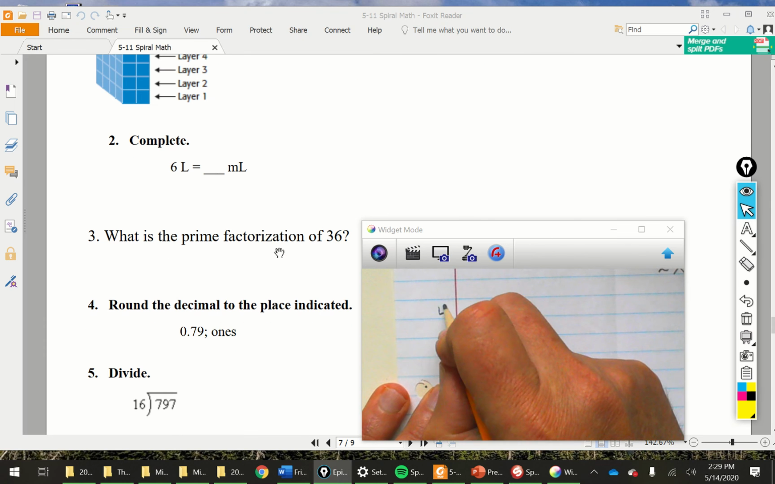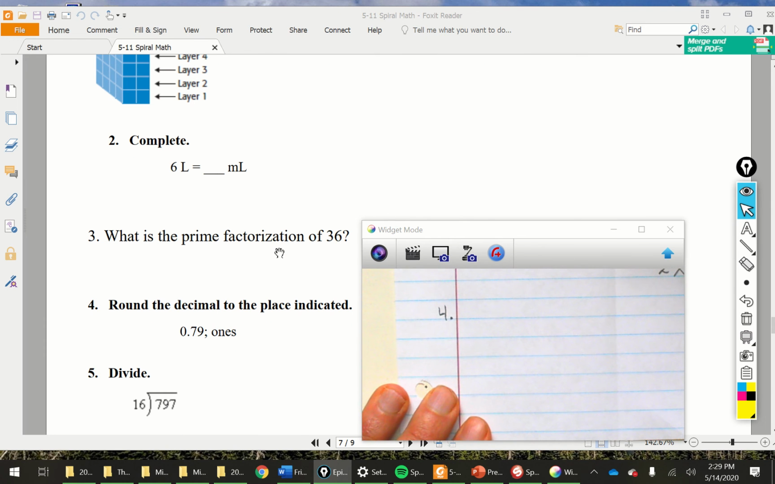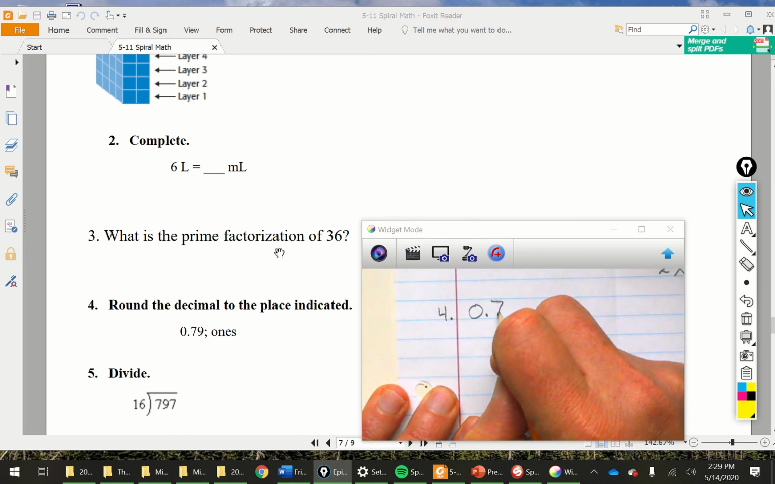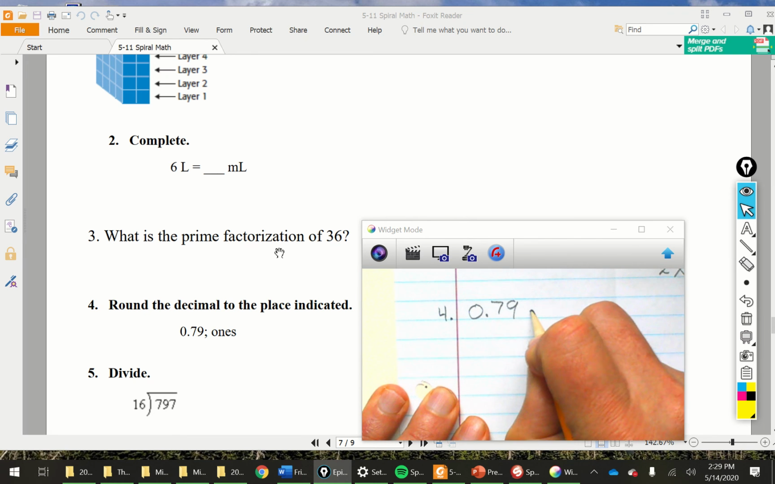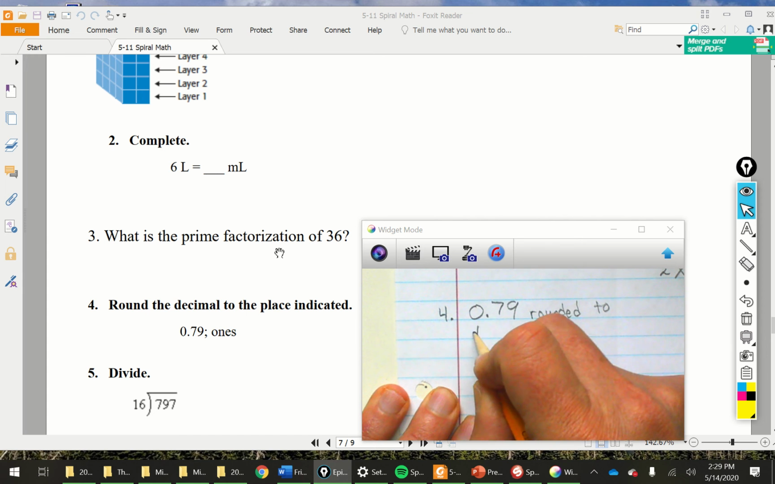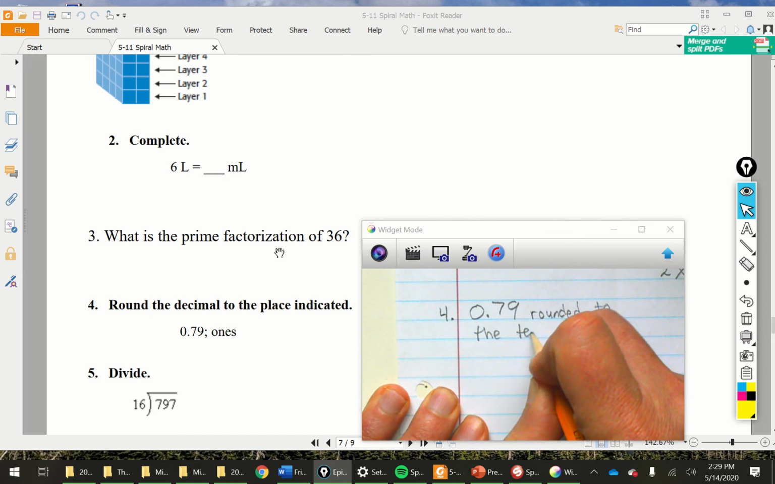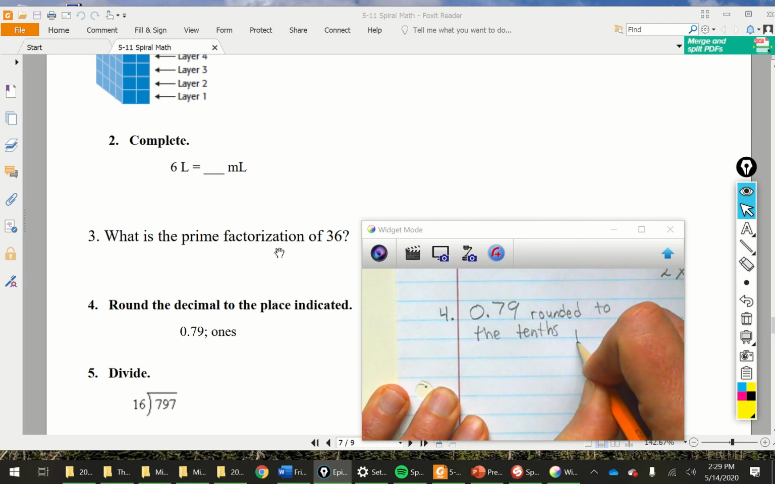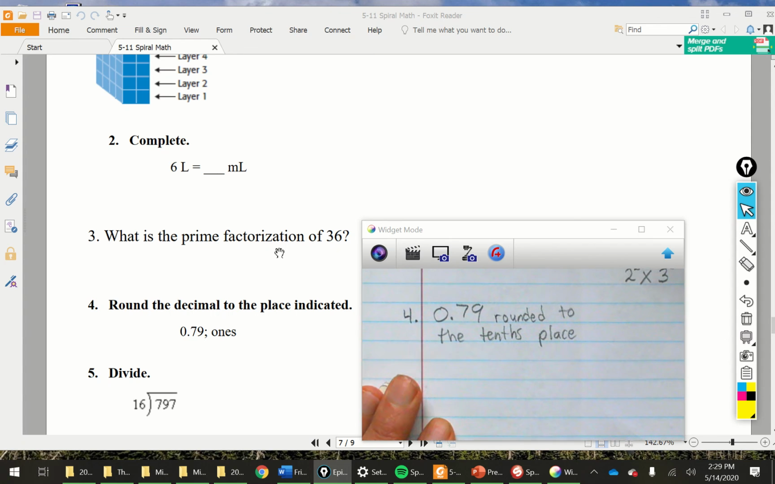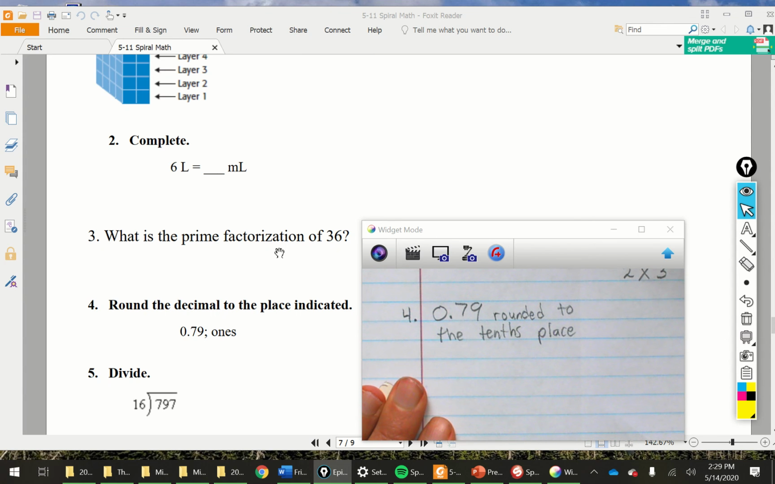We're going to round to the place indicated. We're going to be rounding to the ones place, so I'm just going to put here 0 and 79 hundredths rounded to the tenths place is, and I'm glad you're doing an answer sentence on this one, boys and girls. 79 hundredths rounded to the tenths place.